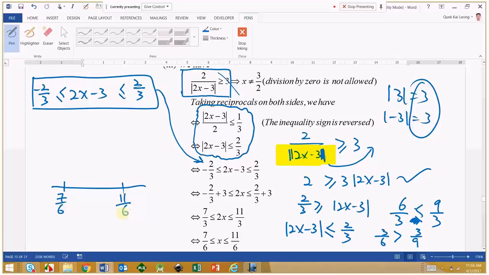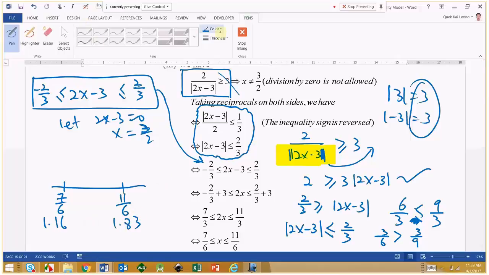Now, I need a calculator. I take out a calculator. I cannot tell which fraction is bigger. If I convert to decimal, 7 divided by 6 is 1.16, and 11 divided by 6 is 1.83. Now, 2 divided by absolute 2x minus 3. If I let 2x minus 3 equal to 0, x will be equal to 3 over 2. 3 over 2 is 1.5. 1.5 is between 1.16 and 1.83.